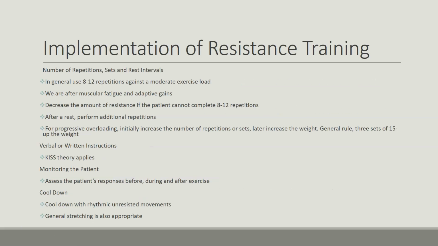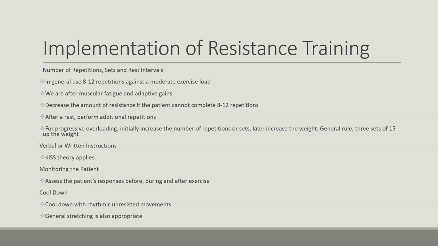So how many repetitions do we have them do? How many sets? How much rest? Generally, we start with a weight that the patient can do comfortably in 8 to 12 repetitions against the exercise load. So if you're not doing the 1RM, which a lot of you aren't trained for, and I get it, you want to do a weight. So you always err on the less side. If the patient can do 12 and not even say it's difficult, then you need to up the weight.